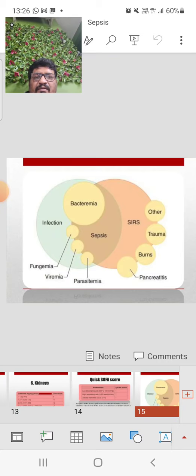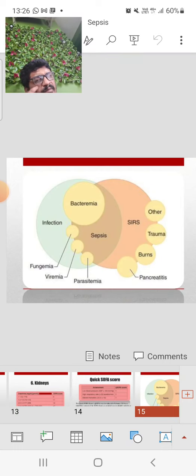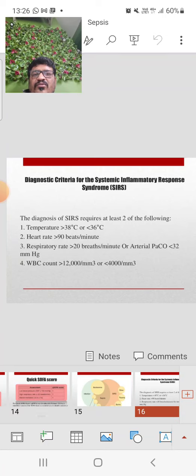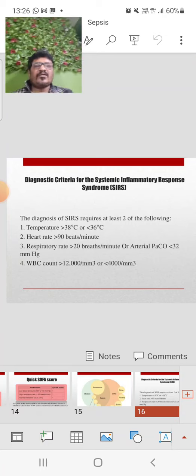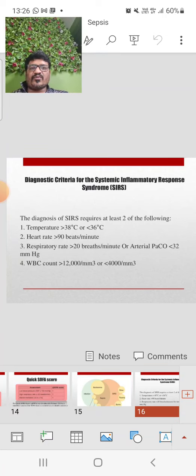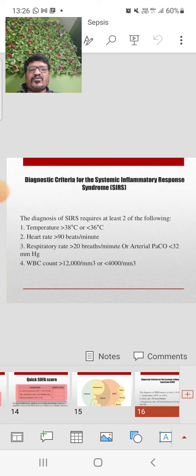Now this is one of the charts in which we are seeing infection: bacteremia, fungemia, viremia, and parasitemia. What is cysts, in case cysts, other trauma, burns, and pancreatitis. This is easily managed by you.